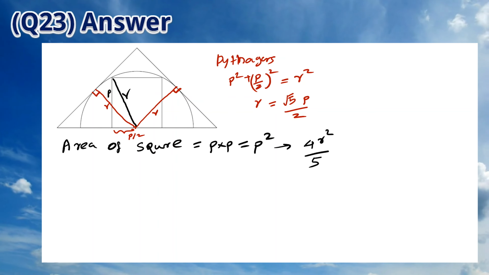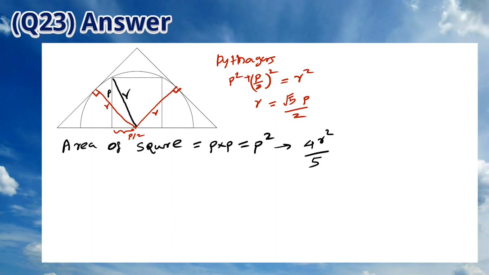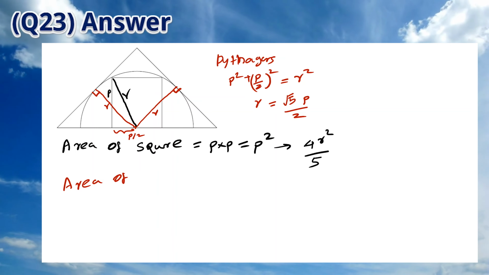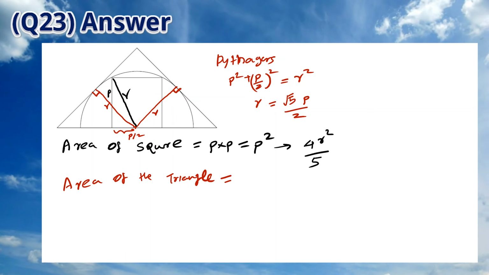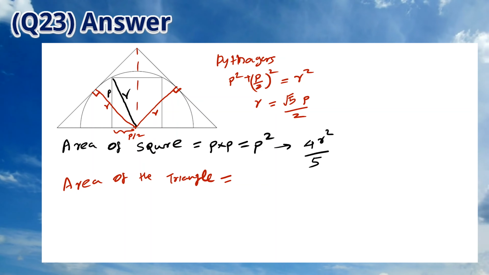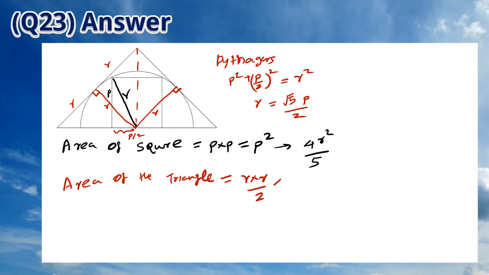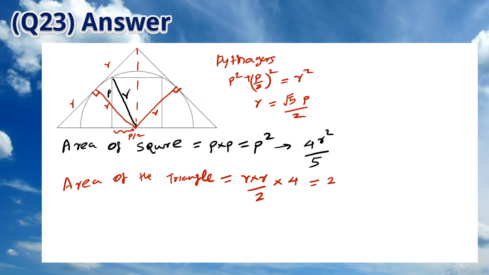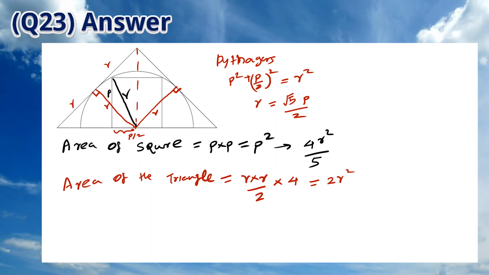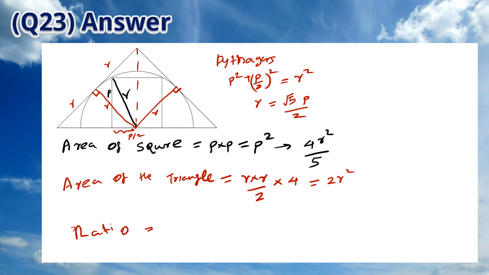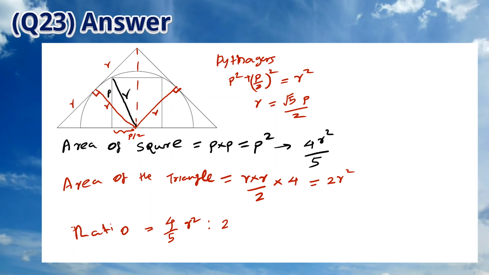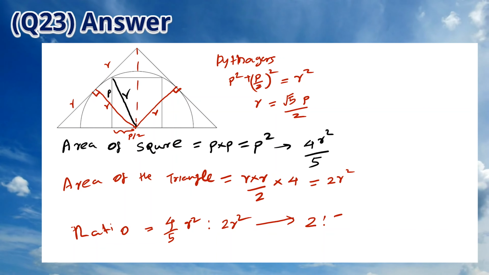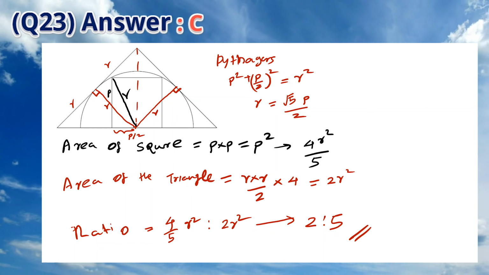Since the larger triangle is divided into 4 smaller triangles, we can find the area of the big triangle. Since the area of one small triangle is r multiplied by r divided by 2, we have to multiply this by 4 to get the area of the large triangle as 2r squared. So the ratio is 4 over 5 r squared to 2r squared. We can simplify it to get 2 to 5. This means that the answer is C.